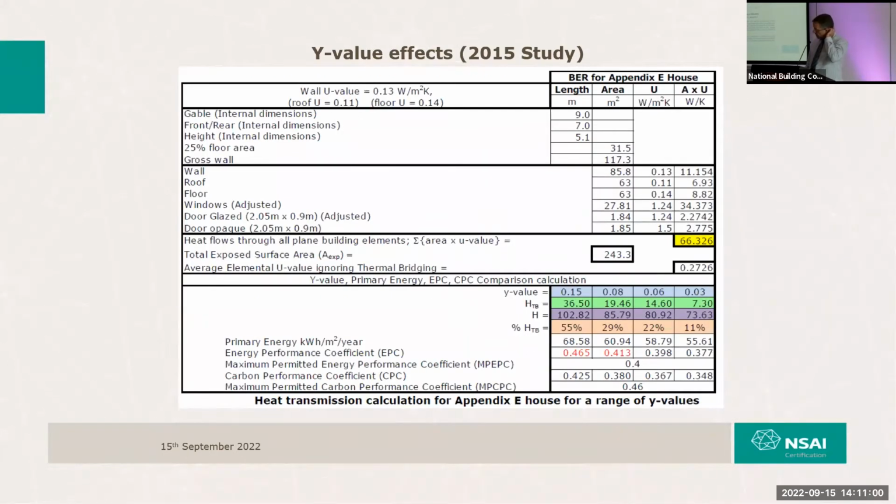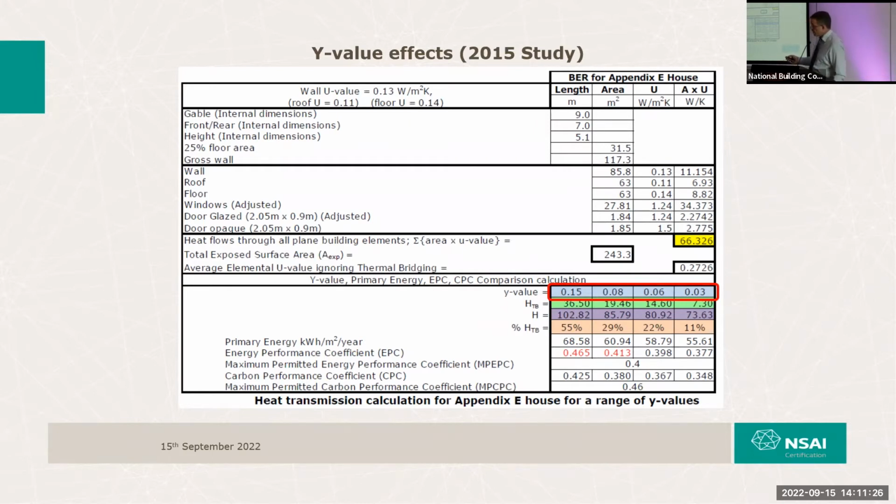Okay, so this is a little study that we did back in 2015, and the technical guidance document Part L that was in place at the time applies to this study. So obviously the 2019 values have improved. Okay, so we'll spend a little time here on this.